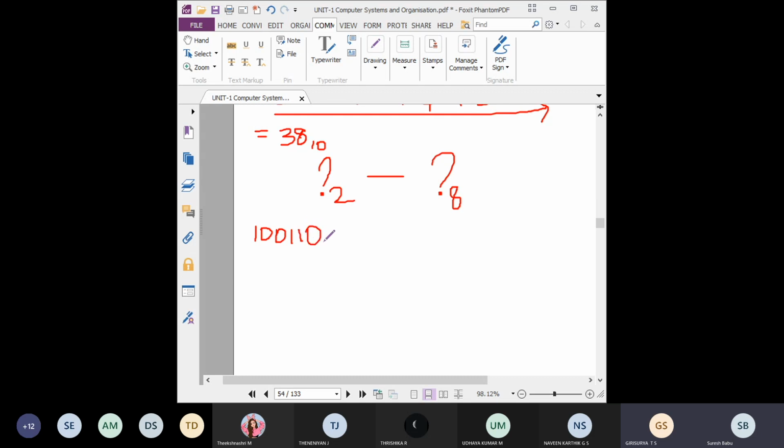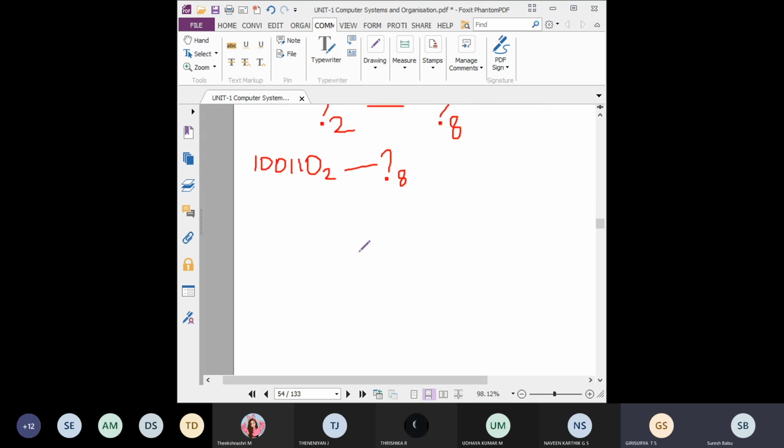So this is the question. I need its equivalent octal number. Okay, students. So now what is the first step? Octal means 8. So what is the connection here? See, 2 power 1 means you know what is the answer? Sir, 2. Okay, so this is a 1 bit value. So in binary, every bit is considered as a 1 bit value.